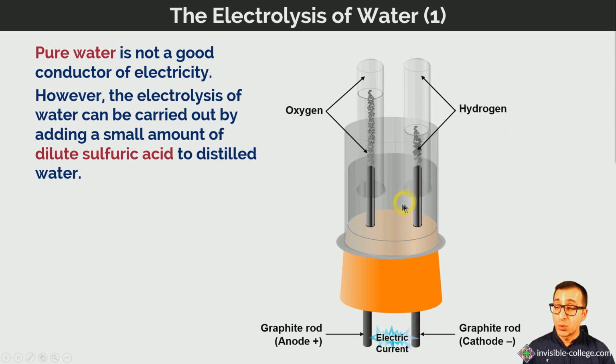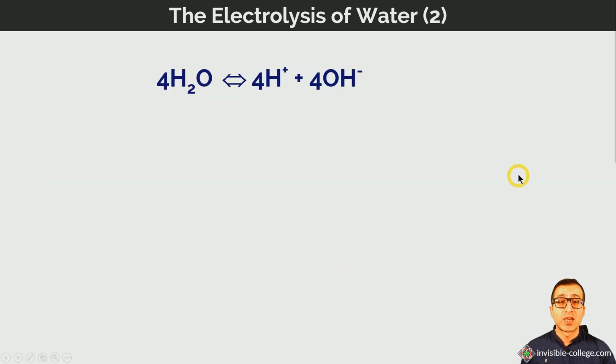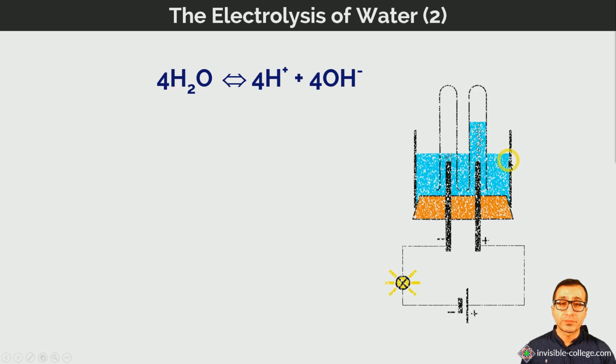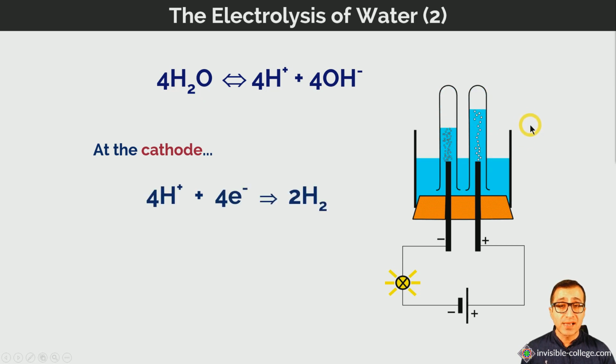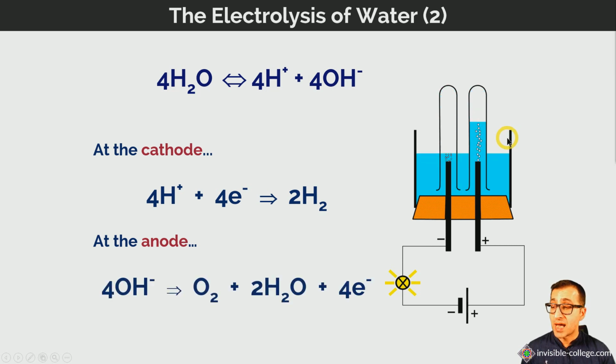and here we can see hydrogen being produced at the cathode. So in order to do this, again, we can't really do it particularly well with absolutely pure distilled water, but by adding a few drops of dilute sulfuric acid, this actually can be done fairly well. So the electrolysis of pure water can be represented by this ionic equation here. At the cathode, we have the reduction of hydrogen ions to form hydrogen gas. At the anode, we have the oxidation of hydroxide ions to form oxygen gas and water.